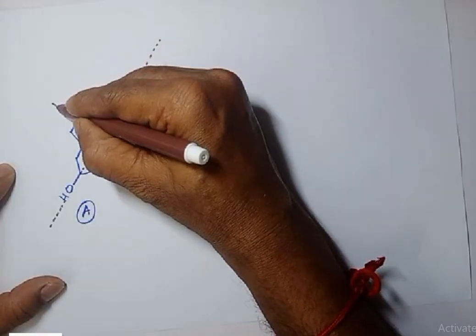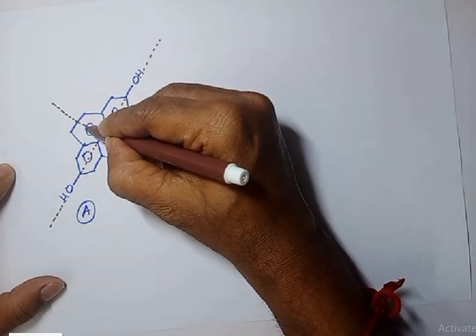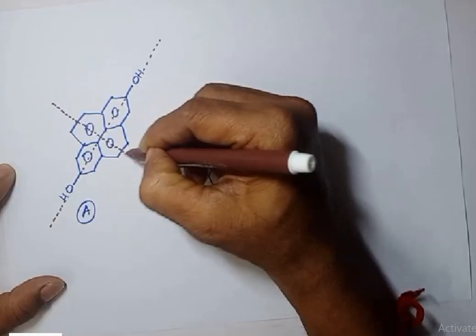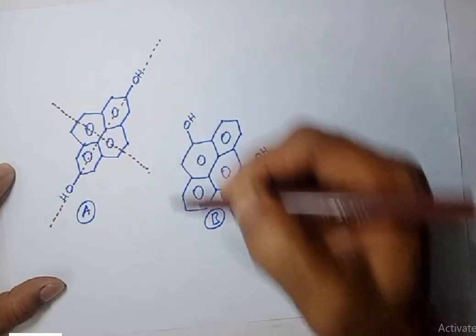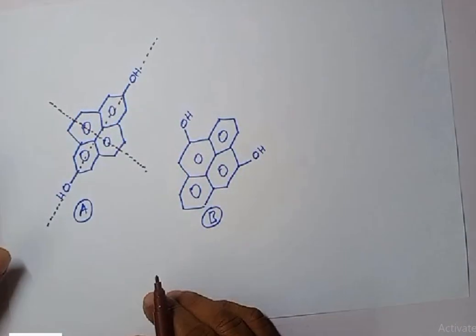We can also keep a plane passing through the center of these two carbons, and the center of these two carbons. We can keep a plane like this. So we have two planes in this molecule.